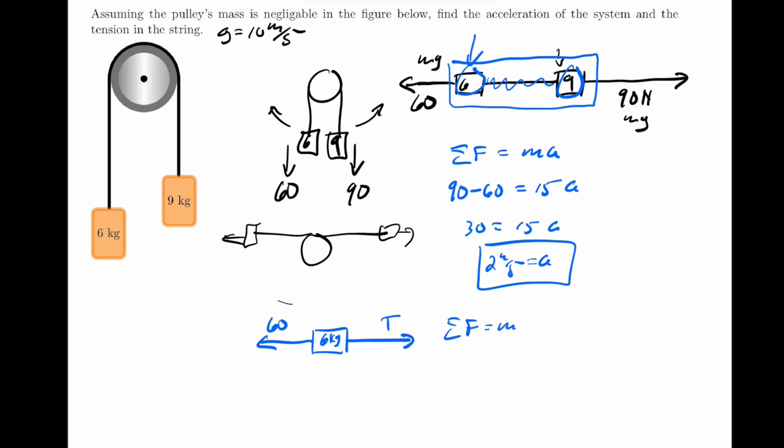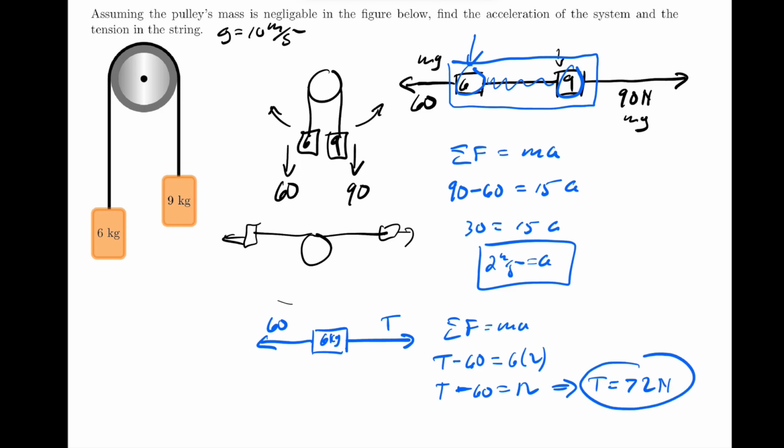Summation of all the forces is equal to ma. So T minus 60 is going to be equal to 6 times 2, and I get T minus 60 is equal to 12, which implies, when I add 60 to both sides, that T is equal to 72 newtons, just like it was before. So you can look at the problem either way. You can do it that way, or you can do it the first way. Personally, I like doing it the first way. That's up to you. All right, done.